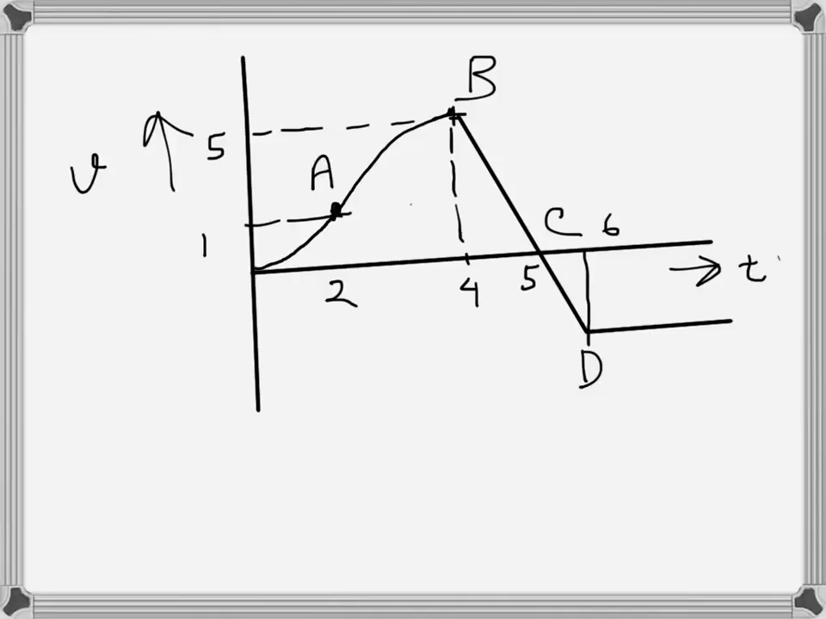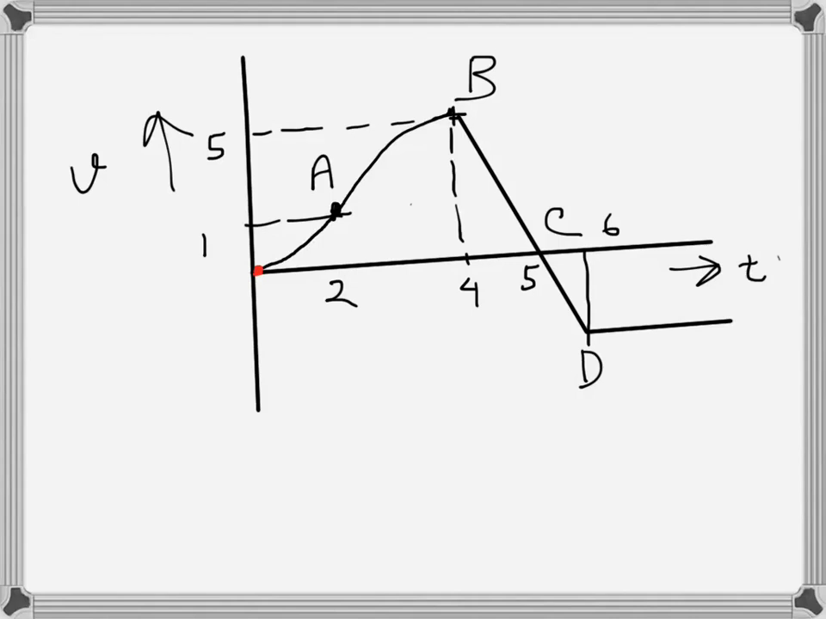The velocity curve of a particle is given. We need to draw the displacement graph and also tell when the displacement starts to decrease. So if we look at the velocity curve here, it says that the particle starts from the origin. The velocity is initially 0 and it starts from the origin as well.